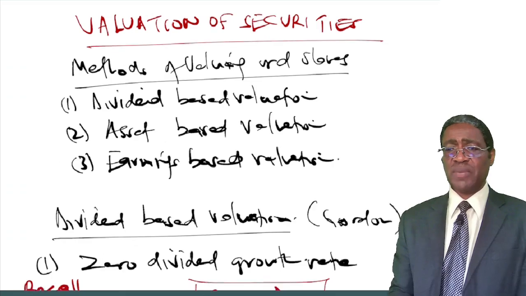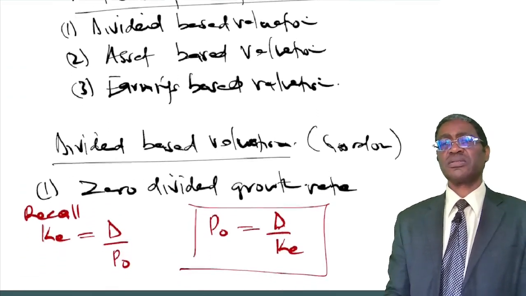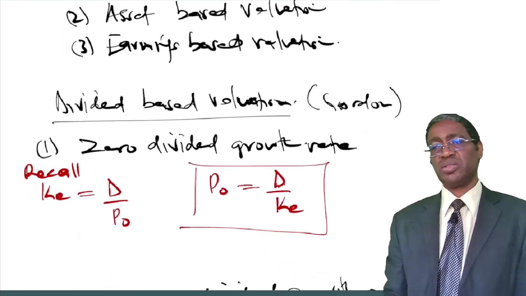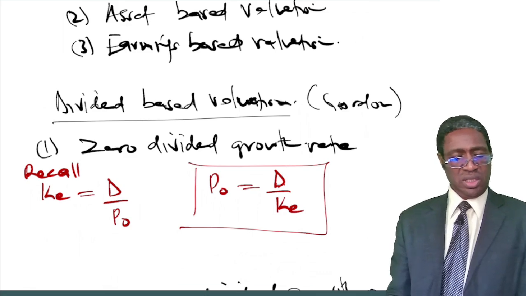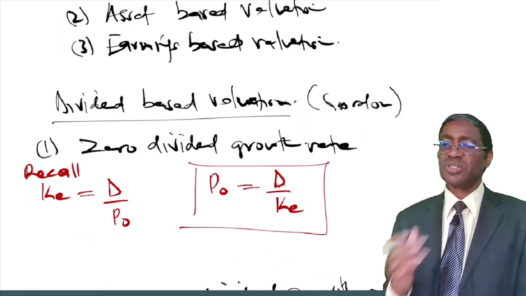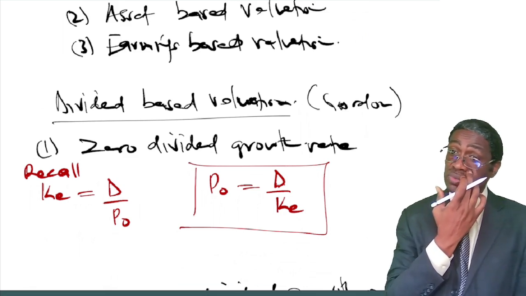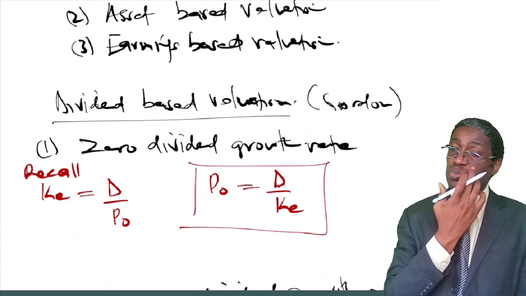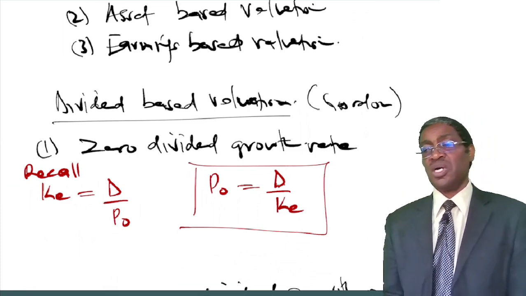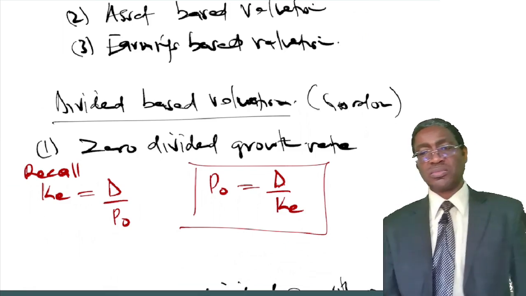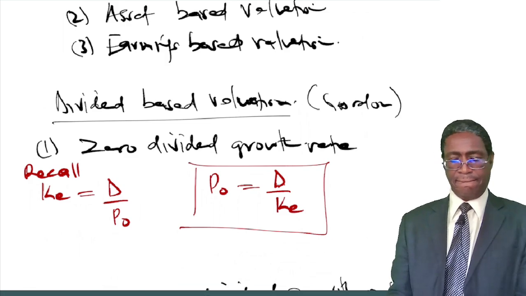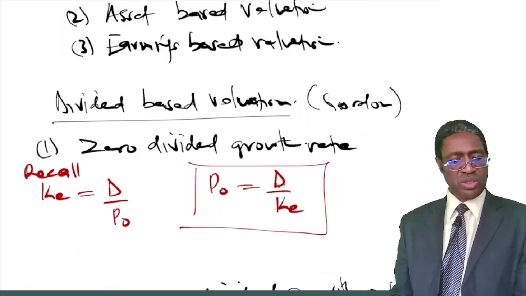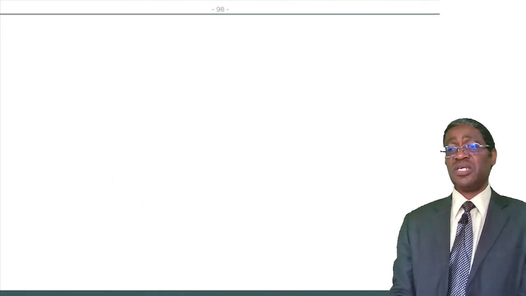Then you go to another subheading, dividend-based valuation. Put a dash: according to Gordon. Dividend-based valuation according to Gordon.